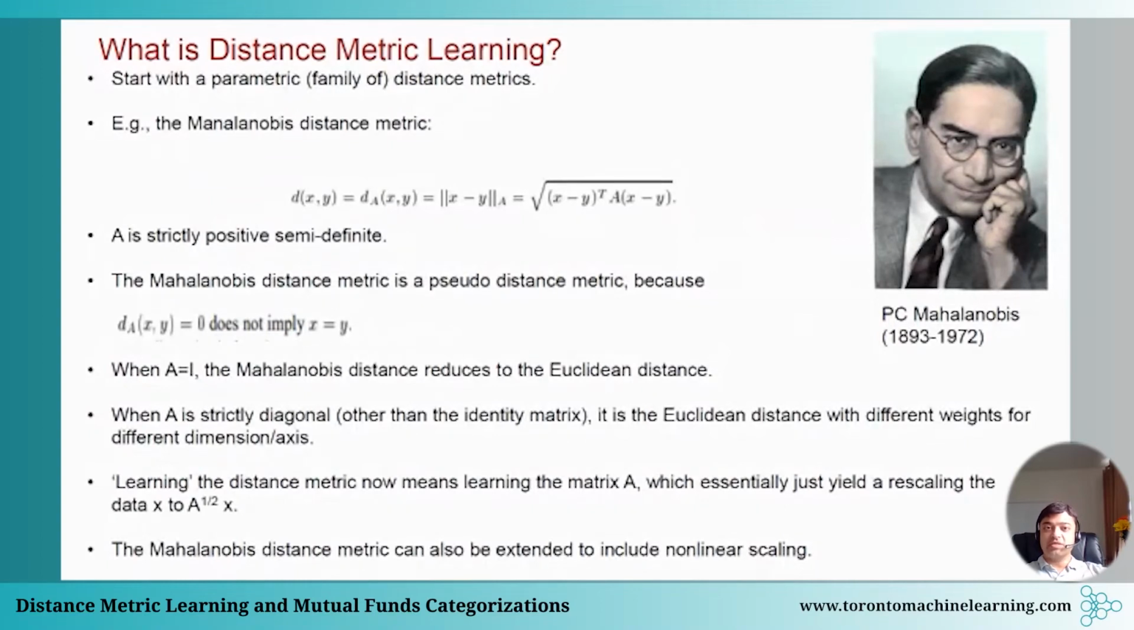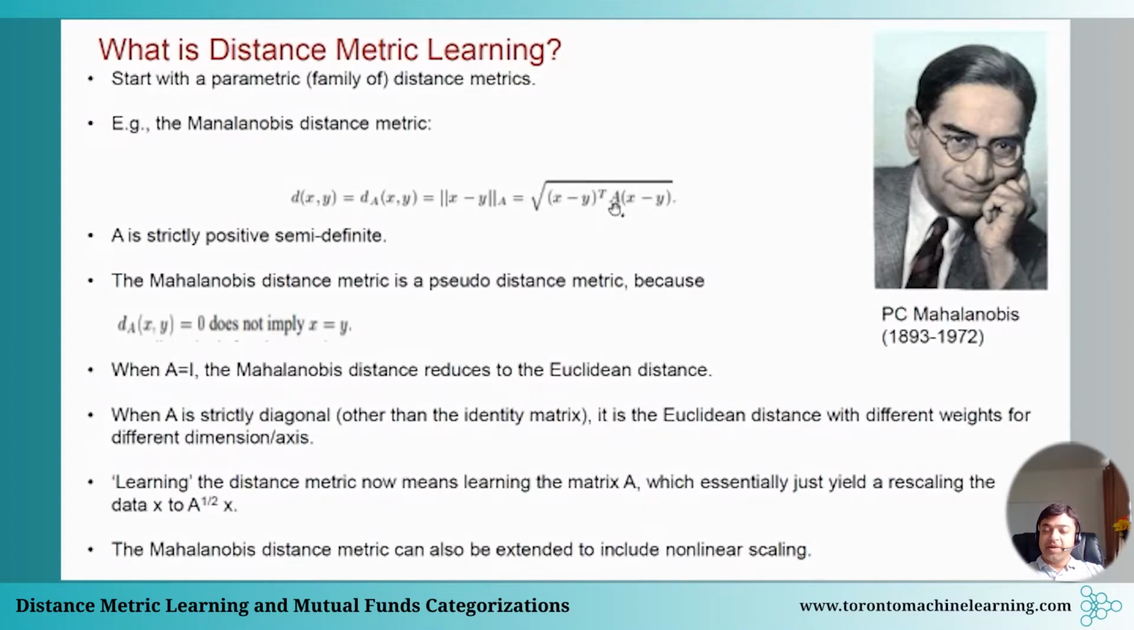One way to do this is to use a more generalized Euclidean distance form. One of the most popular parametric forms of Euclidean distance is called the Mahalanobis distance. It is defined by this equation: d(x, y), the distance between x and y, is equal to the square root of (x minus y) transpose times a matrix A times (x minus y).